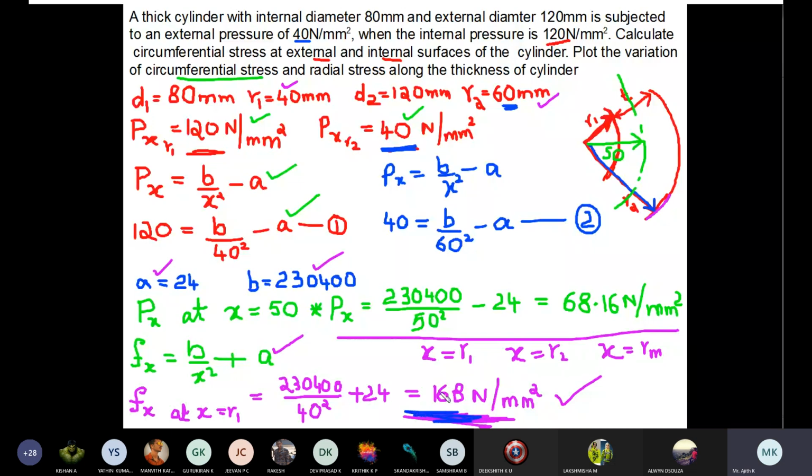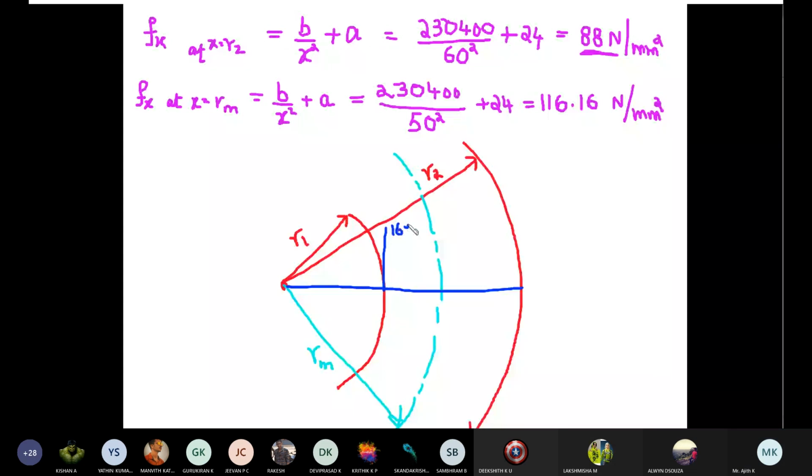So we'll simply draw one line, and here the stress value is 168. At the outermost section it is 88. So at the outermost point the fx value is 88. Now connect these 2 points, and the fx value at the middle surface is 106.16. So that completes the circumferential stress distribution plot.